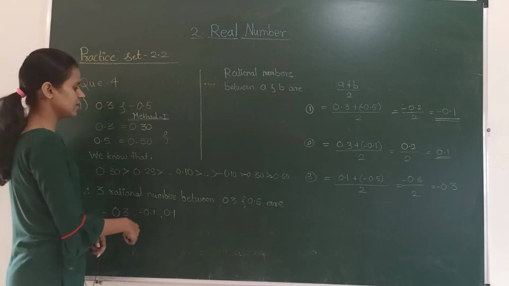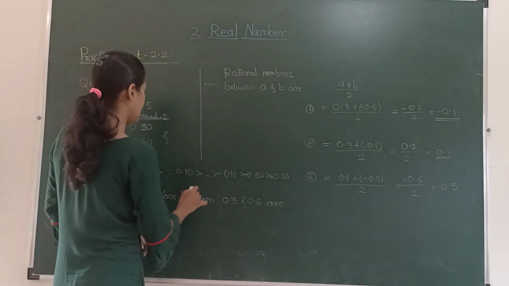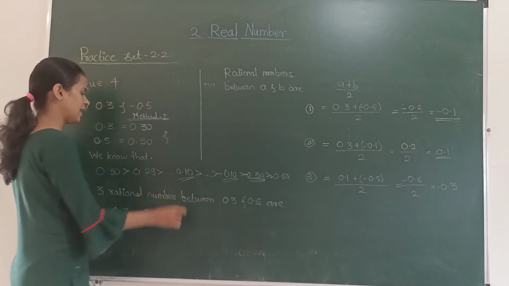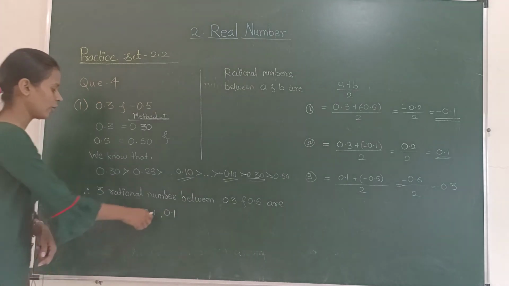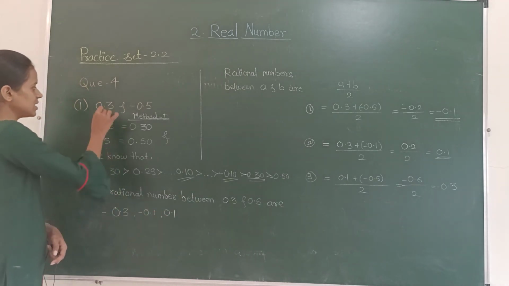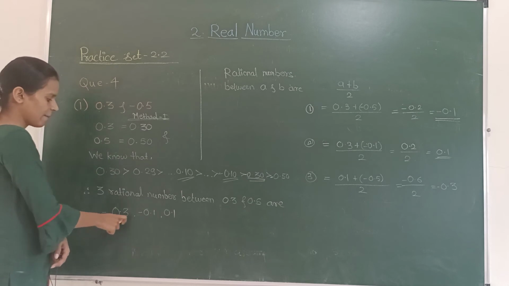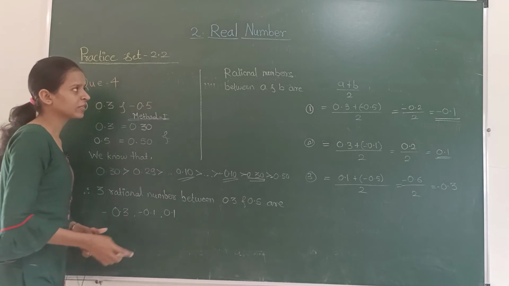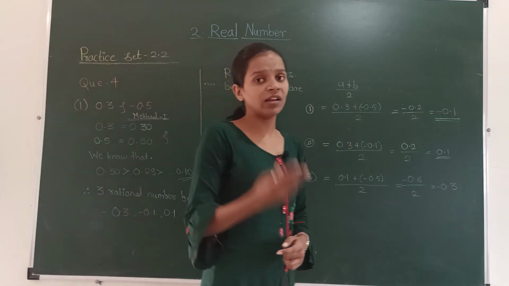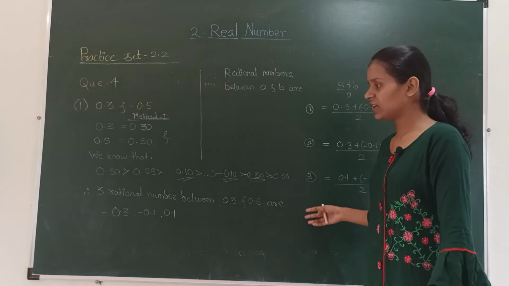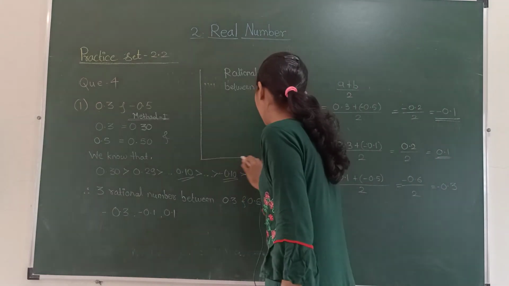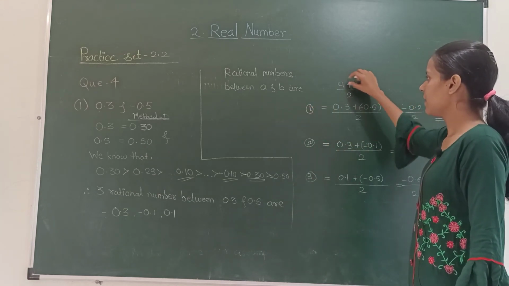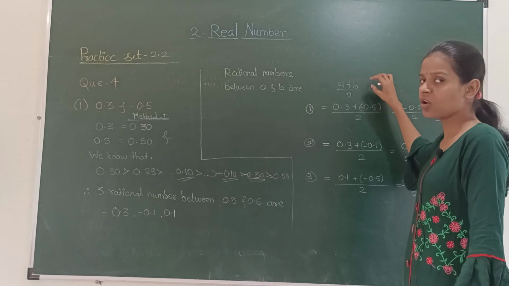So, three rational numbers in between minus 0.3 and 0.5 are minus 0.3, minus 0.1 and 0.1. Okay, this is the first method. We have an alternate method to find the numbers. The alternate method is, see, the rational number in between a and b is (a plus b) upon 2. Okay, this is the formula.